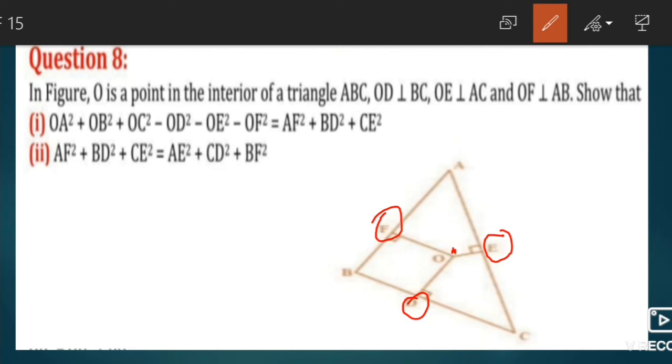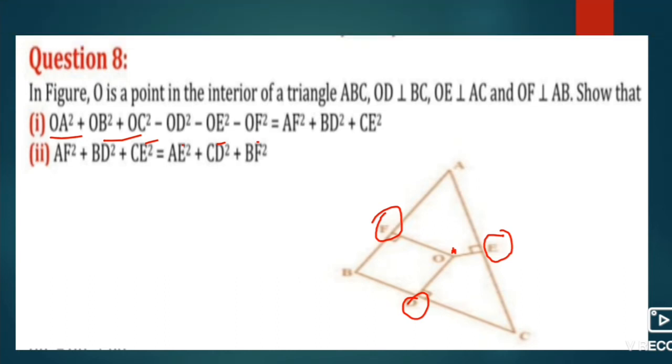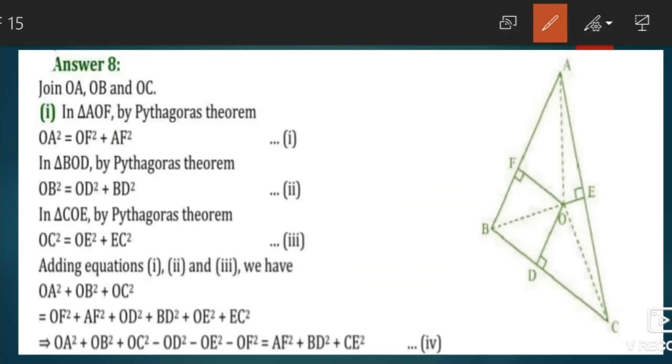There are two parts. So first of all, I'll start with part number 1. Here you have to prove that OA square plus OB square plus OC square minus OD square minus OE square minus OF square. So that means you have to join OA, OB and OC. Let's check the solution. So I am joining OA, OB and OC.